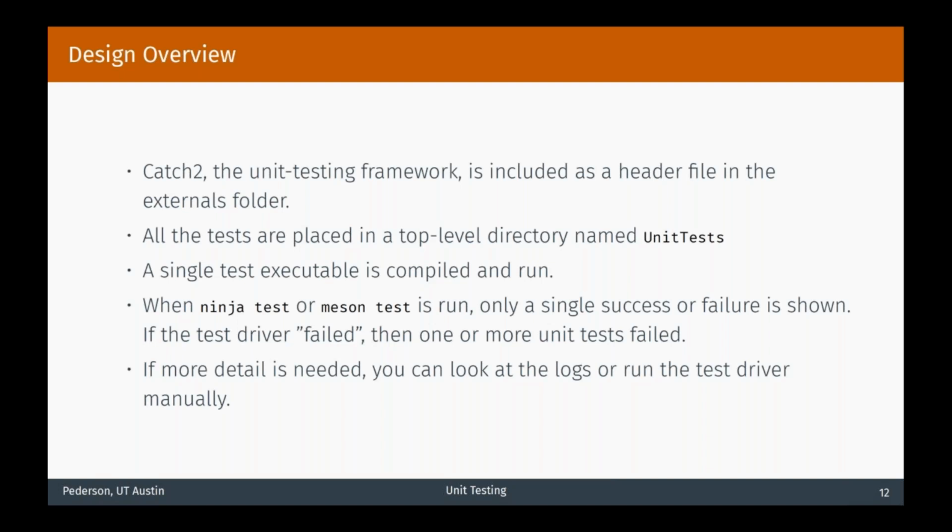All the tests are placed in a top level directory called unit tests. And then when you compile the code, a single test executable is compiled and run. So whenever you run Ninja test or Meson test as a command at the command line, only a single success or failure will be shown. That'll say the test driver as a whole failed or the test driver didn't. Then you can go into the logs or run the test driver itself in order to see which tests actually broke it during the testing process.